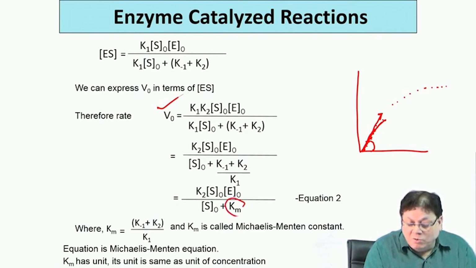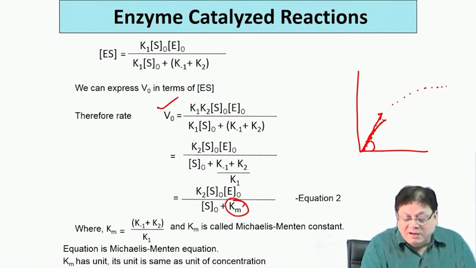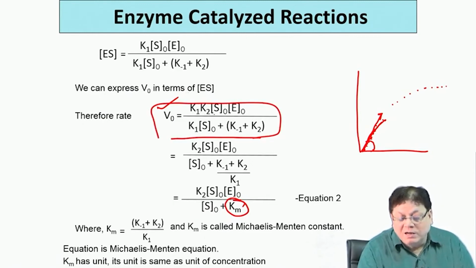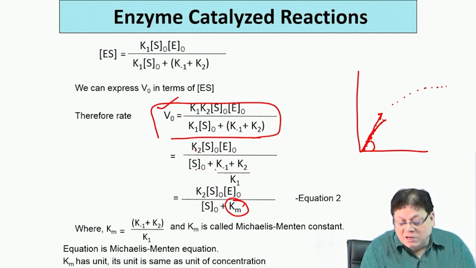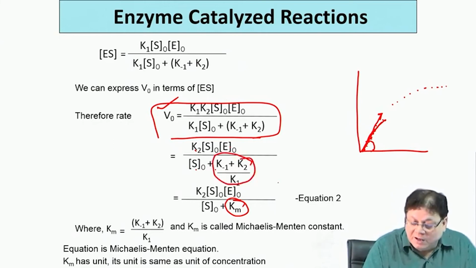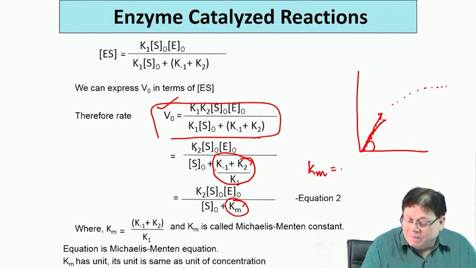Now, this Km, before that the equation is like this. Initially you get V0 equal to K1 K2 S into E0, K1 into S plus K minus 1 and K2. These two are added together, and finally, if you divide by K1, then you get K2 E0 S0 divided by S0 plus (K minus 1 plus K2) divided by K1, and this is what is called the Michaelis-Menten constant. Km is the Michaelis constant.